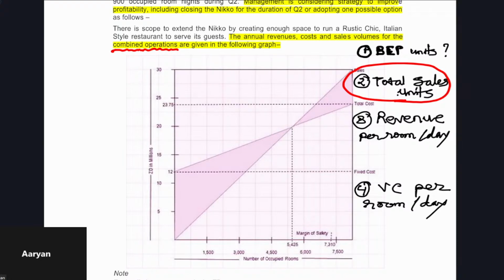No, beta Karthik, please reconsider your answer. BEP answer is correct, but total sale unit answer is not correct. Aniket, yes, beta, very good. You have done an exceptional job, because you have given the correct answer for question number 2. Very good, beta. Keep it up. Other student, beta, I am waiting.